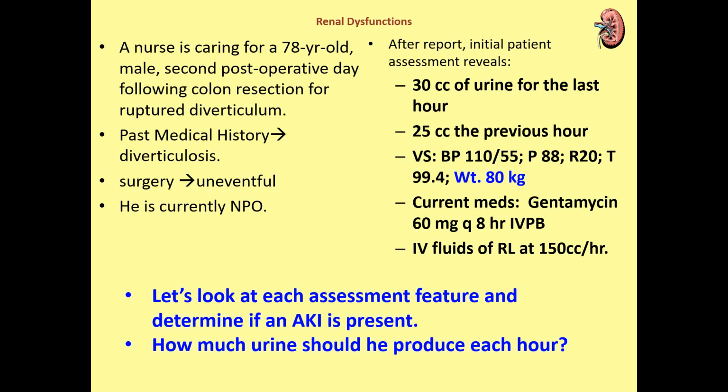And then when you look at the assessment characteristics, the nurse notes that there's 30 cc's of urine for the last hour, 25 cc's of urine in the previous hour. And then there are your vital signs that are listed. Note that the patient's weight is 80 kilograms, and the current medication the patient is receiving is gentamicin. And because they are NPO, they're also receiving Ringer's lactate 150 cc's per hour. So let's look at the assessment features and determine if acute kidney injury is present or there's a risk for acute kidney injury, and then how much urine he should produce.